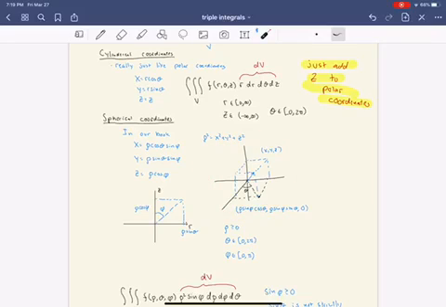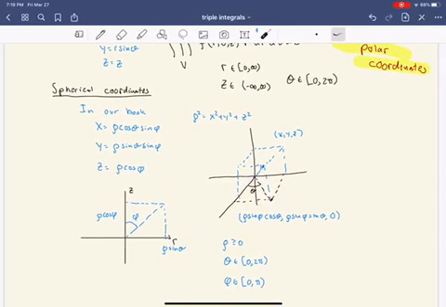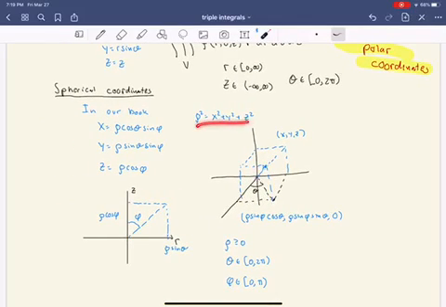Okay, now in this, rho is the length or the distance to the origin of the point. Okay, so x squared plus y squared plus z squared equals rho squared. So it's just, like I'm saying, the distance from the origin of the point. Okay, here it's from this point to that point.